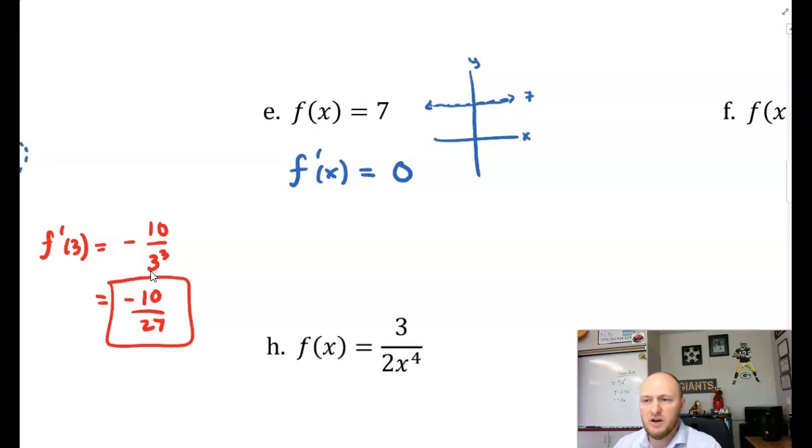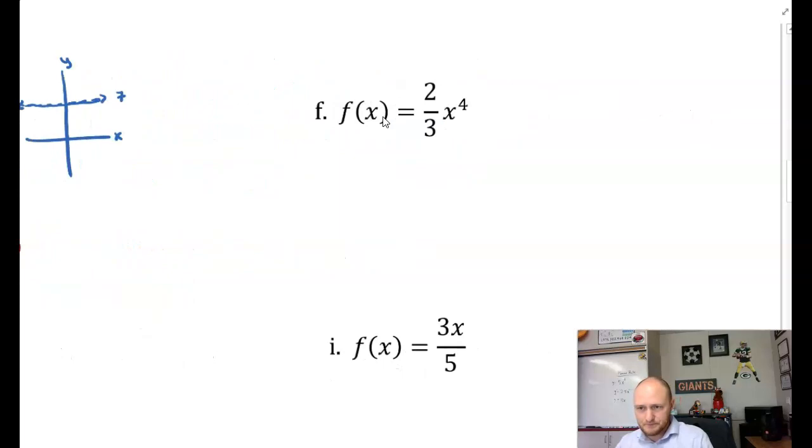What's the slope of a constant function? 0. It's a flat line. So whenever you take the derivative of a constant, it just becomes 0. Pretty simple, right? And thus likewise, f prime of 3 is going to be equal to 0. Everything is 0 for that.